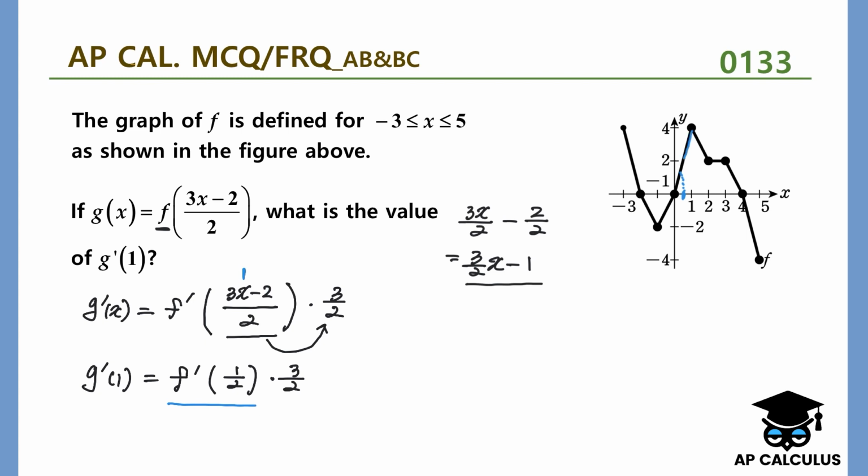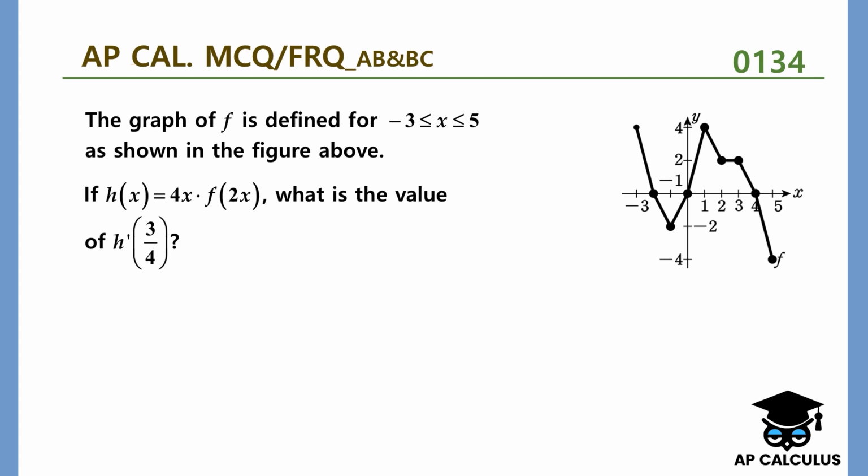When x is equal to 1/2, right over here, what's the slope of this line? Rise over run. Rise is 4, run is 1, so the slope of this line is equal to 4. So f prime of 1/2 is equal to 4. So this is equal to 4 times 3 over 2, which is 6. So g prime 1 is equal to 6.